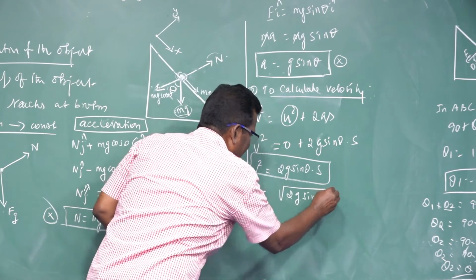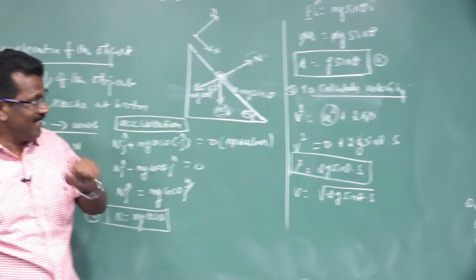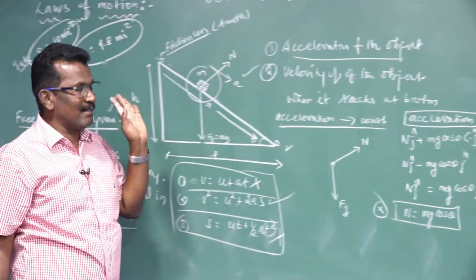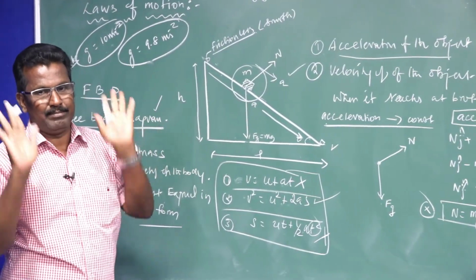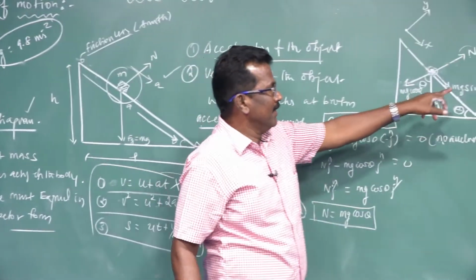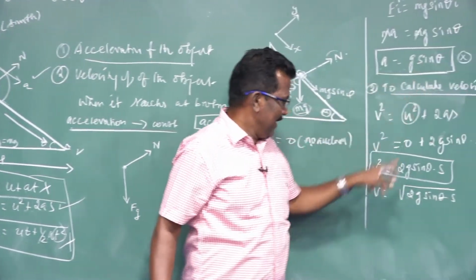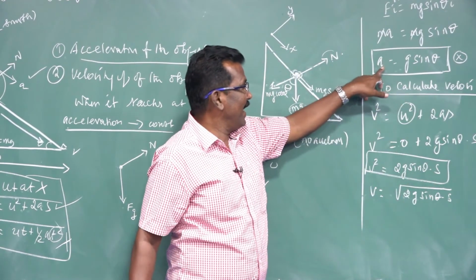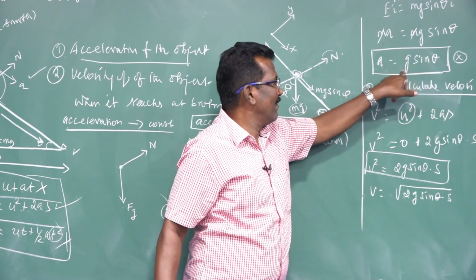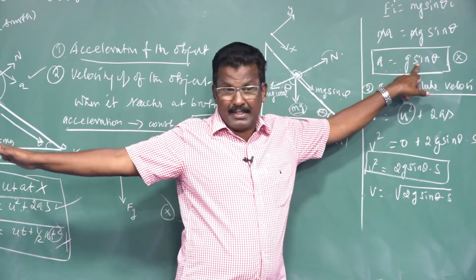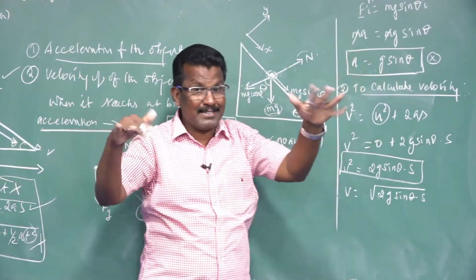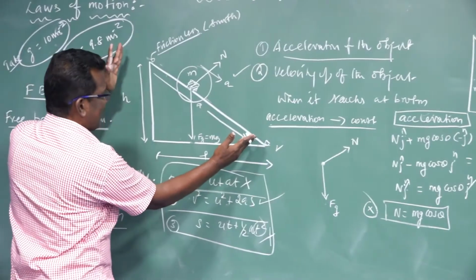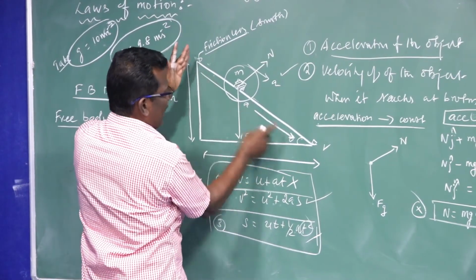From this equation, we conclude that the velocity of the body as well as the acceleration of the body depend only on the angle. Acceleration a is equal to g sin theta, and v is equal to root of 2 g sin theta s. But g is always constant. Suppose for that place g is a constant; if theta changes, acceleration also changes. In this place, acceleration remains constant. So a depends only on the angle theta.